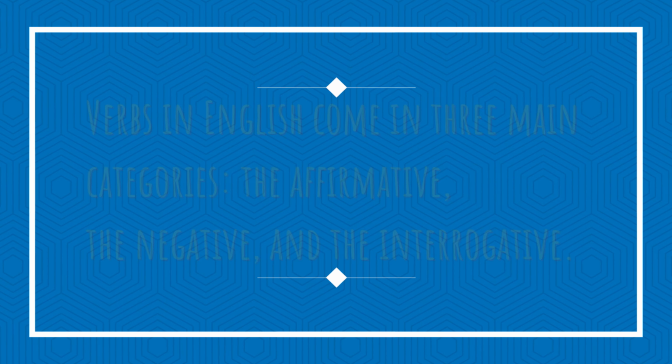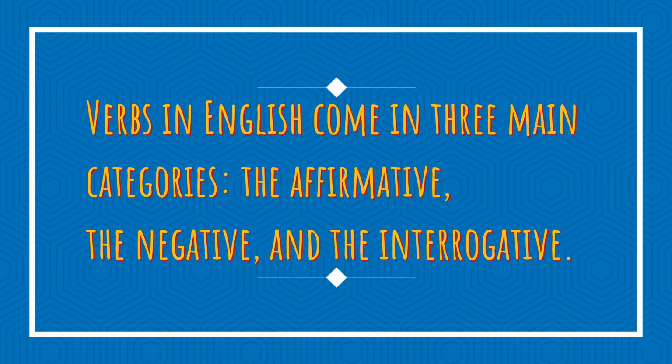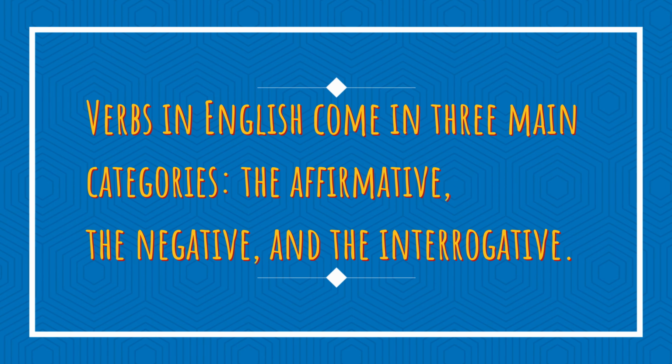Sentences in English come in three main categories: the affirmative, the negative, and the interrogative. What is affirmative? Affirmative means that something is true or valid. So for example, spot on. You have hit the nail on the head. That means that's correct. I completely agree with you. That's 100% true.